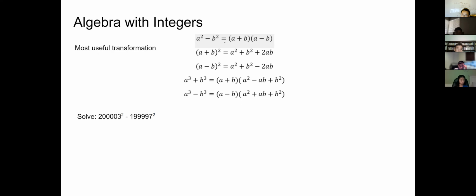So a squared minus b squared equals a plus b times a minus b. You need to know both ways, okay? You need to know how to get from here to here and here to here. And the second one, there's really nothing to talk about here. You just need to memorize it. You have to memorize it, okay?